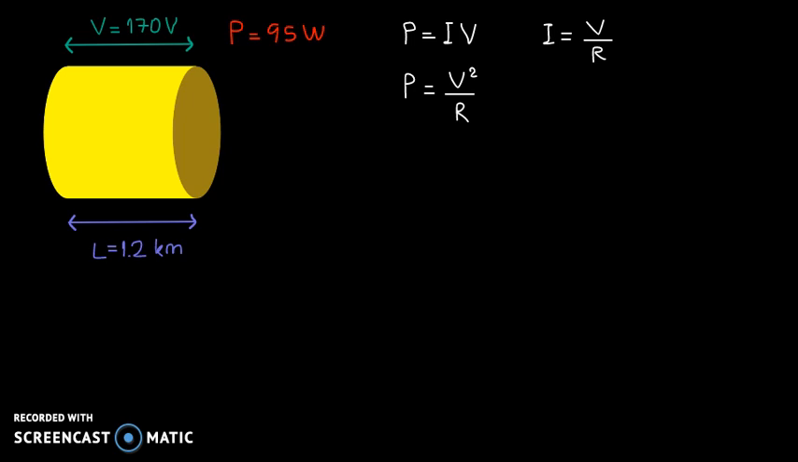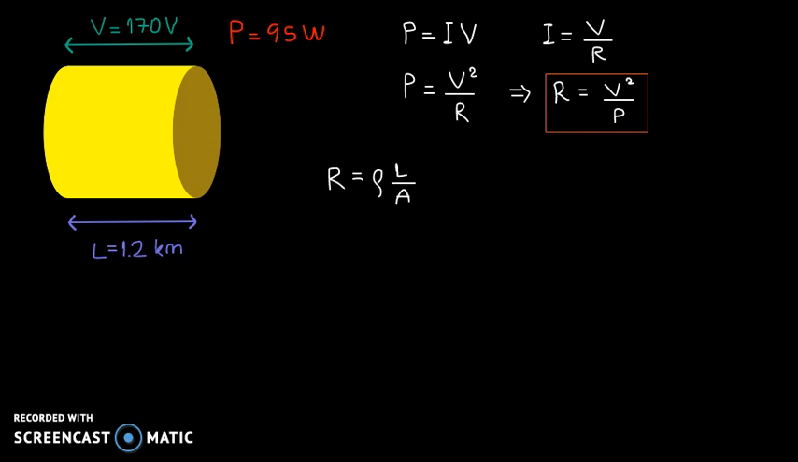Actually, next I'm going to isolate R because I'm going to combine this with the resistivity formula, which is another formula for resistance. So let me go ahead and isolate R from this one. We get R equals V squared divided by P. Now let's move on to the resistivity formula.